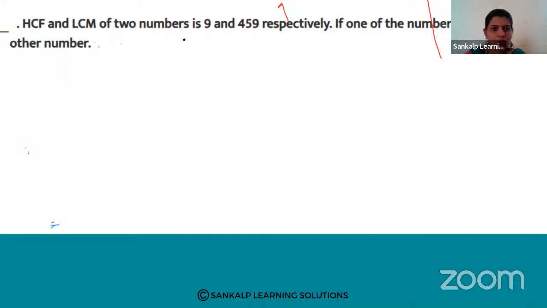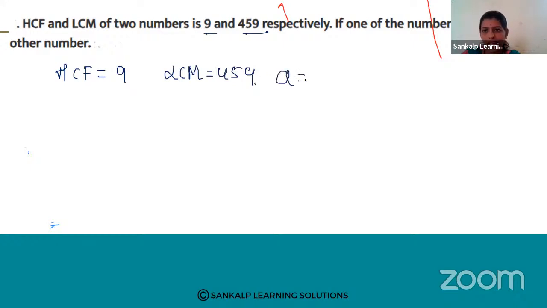The HCF and LCM of two numbers are 9 and 459. If one number is 27, find out the other number, that is B. See, HCF is 9 and LCM is 459. A they have given, that is 27. B we don't know, we have to find out the value of B.